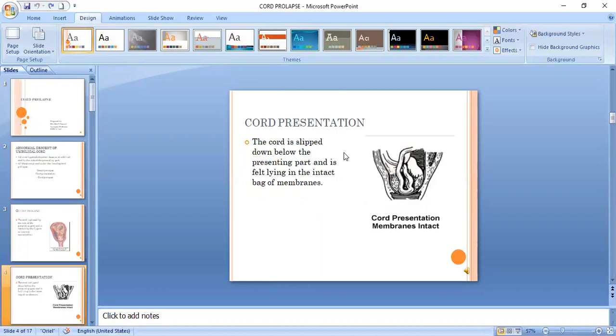Next is cord presentation. In this case, the cord has slipped down below the presenting part, and it can be felt lying within the intact bag of membranes. Here you can see the presenting part, and the cord lying below the presenting part, and the membranes are intact; they have not ruptured.